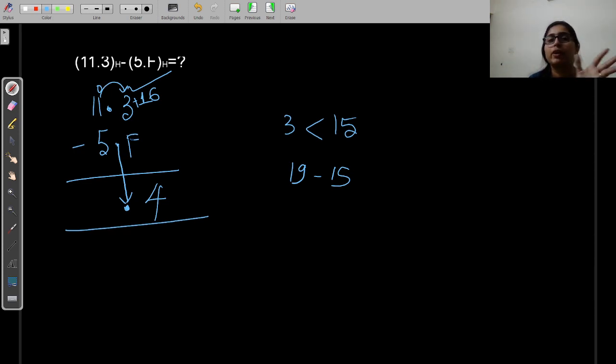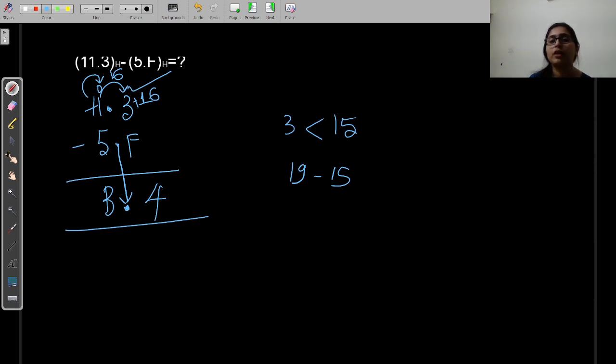I cannot subtract 5 from 0. So what I will do, I will take a borrow from here. So that will be 16 once again. 16 minus 5 is 11, B. Okay, so this becomes 0. So this is the answer.